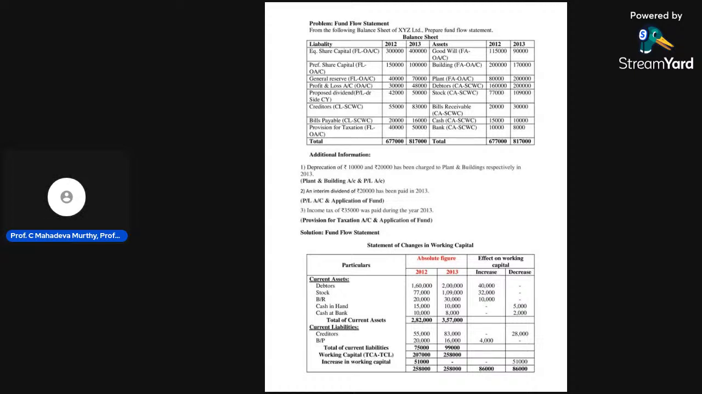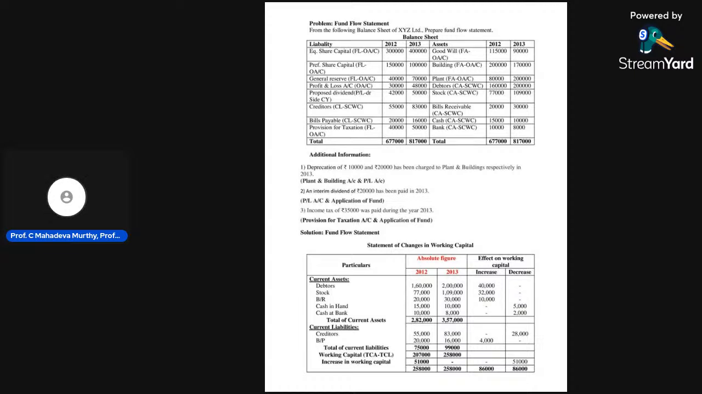Then total current assets of 2012, total is 2,82,000. Then 2013, 3,57,000 of current assets: debtors, stock, bills receivable, cash in hand and cash at bank. Total of current assets.